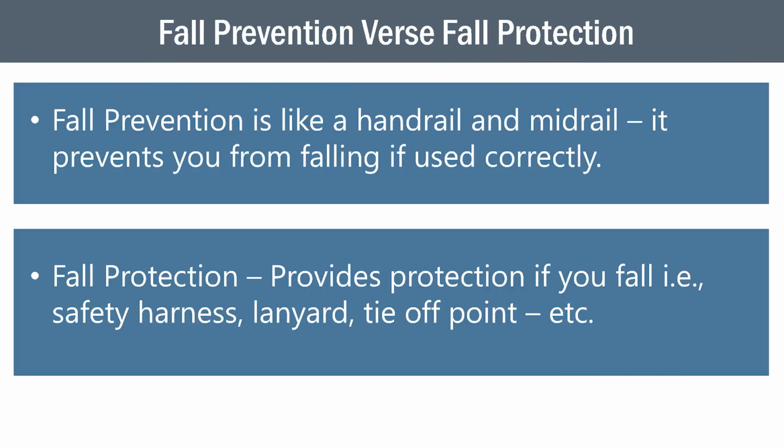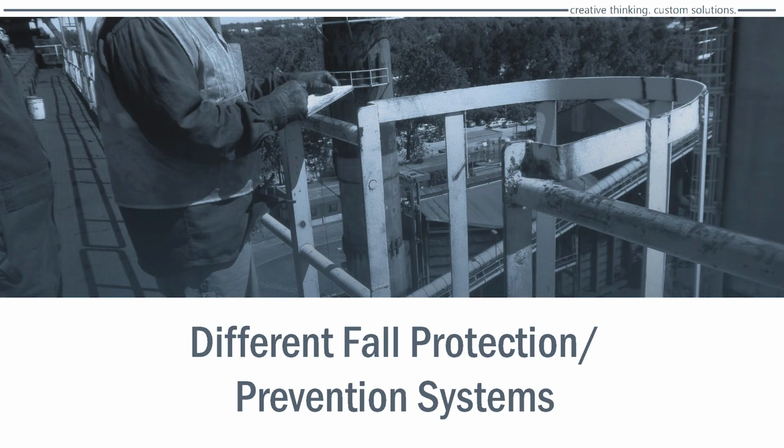Another question we get into is fall prevention versus fall protection. So basically, fall prevention is like a handrail or mid-rail, which prevents you from falling if used correctly. Fall protection provides you with equipment, like a safety harness, lanyard, tie-off points, etc. So there are different types of systems.